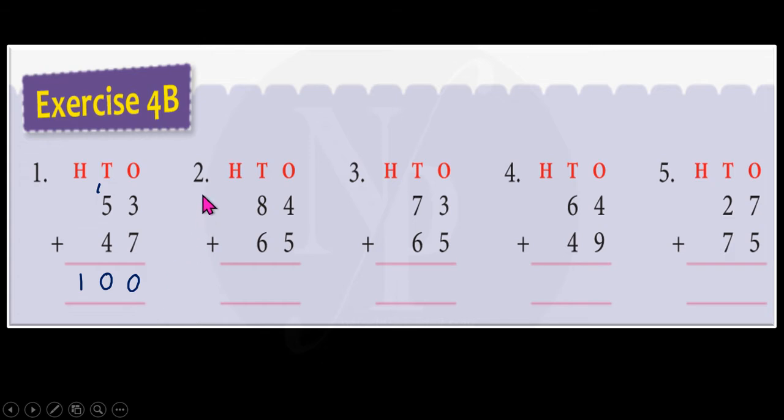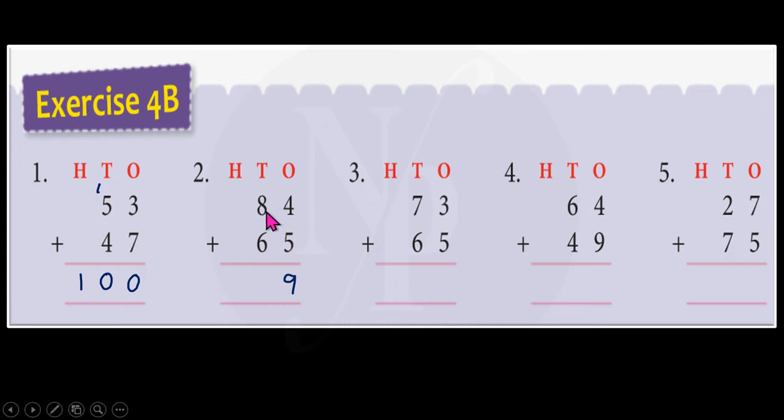Now let us move to the second question. 84 plus 65. So we add 4 and 5 first, and then we add the digits in tens column. So 4 plus 5 is 9. 9 is a single digit number and we write 9 in ones column. This time there is no carry, no need to regroup.